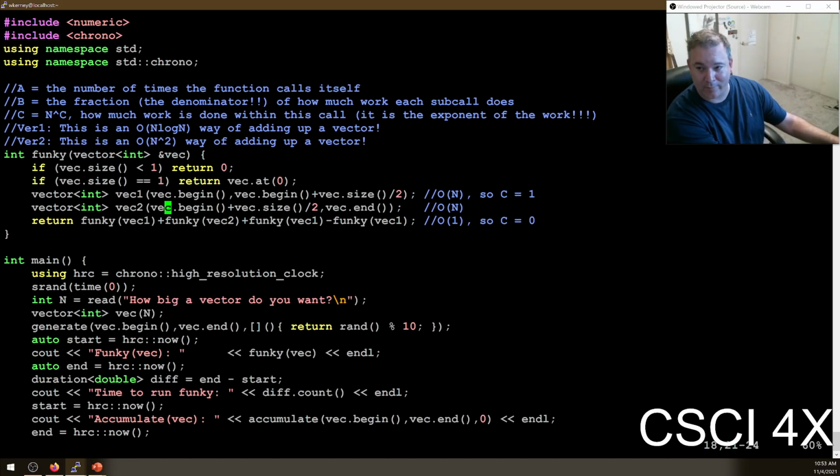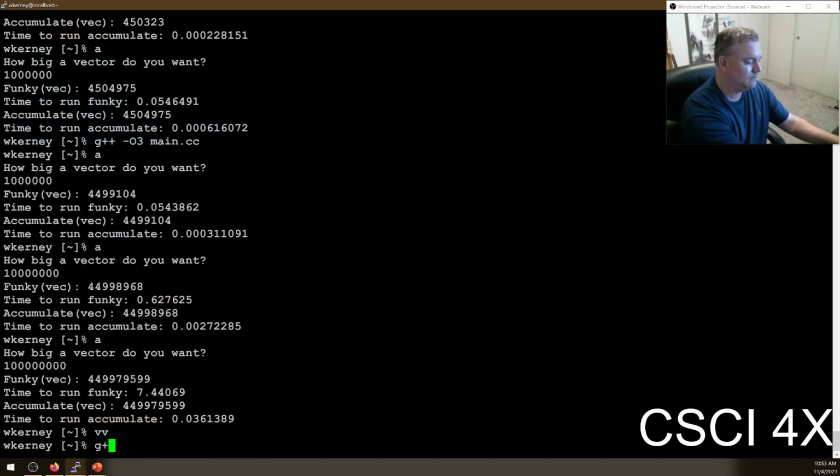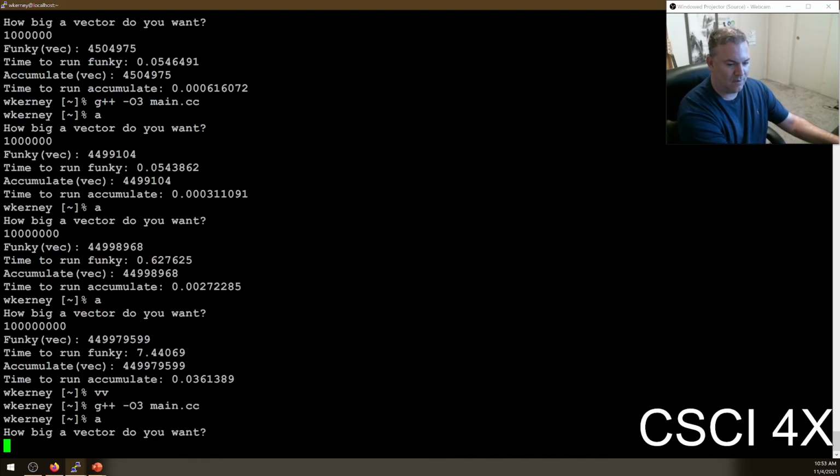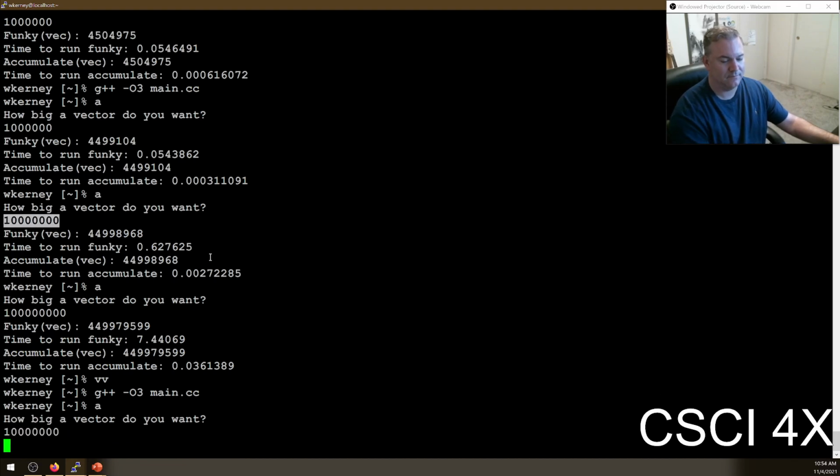Order n squared. And this is why we're practicing the Master Theorem, because it takes a while to get your brain kind of used to it. So this is now order n squared. Run it with a vector of size 1,000,000. It's a little bit slower. I don't think the optimizer saw through us. It's 0.6 seconds before.